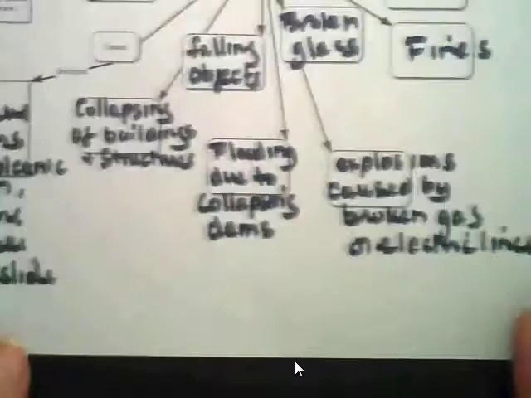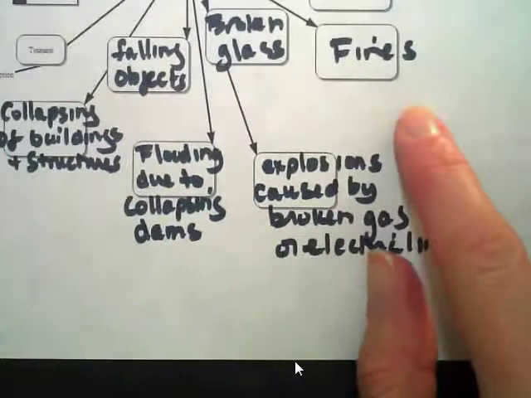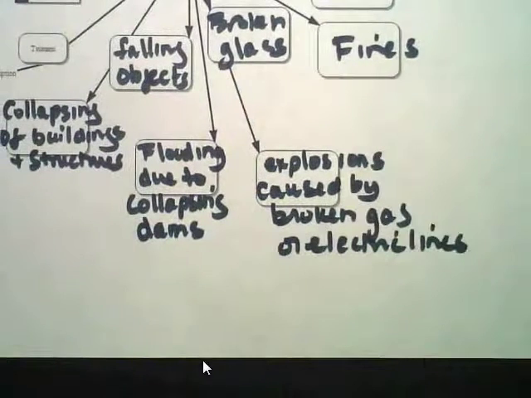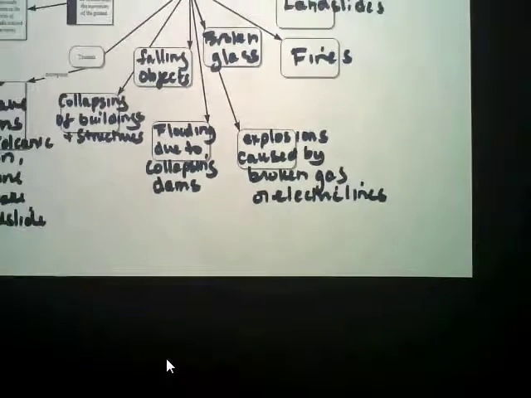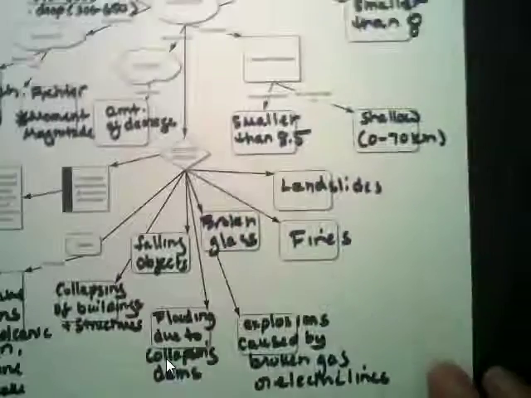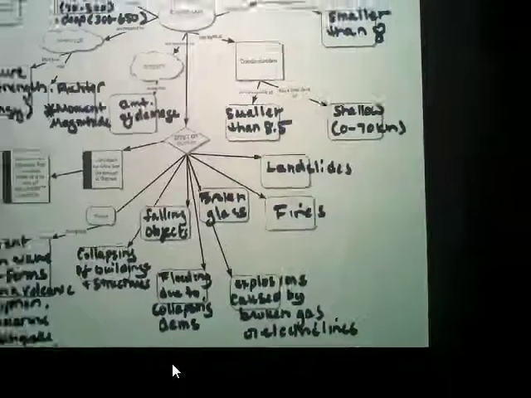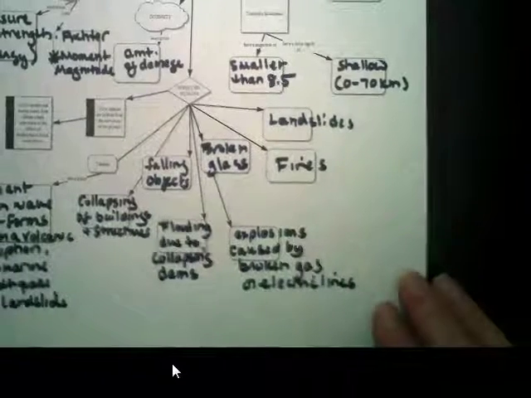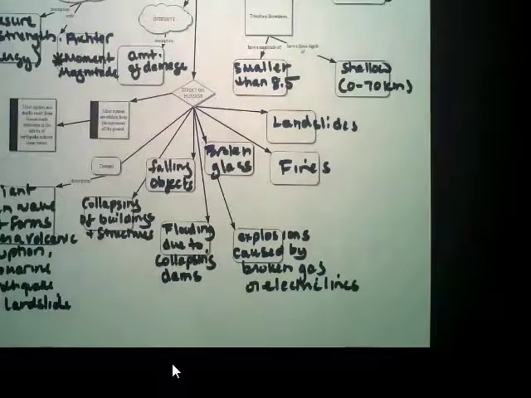So the last two effects on humans were landslides and fires. Now I would put this somewhere safe, both pages, because this is all the information you're going to need for your test to prepare about earthquakes in kind of an easier format.